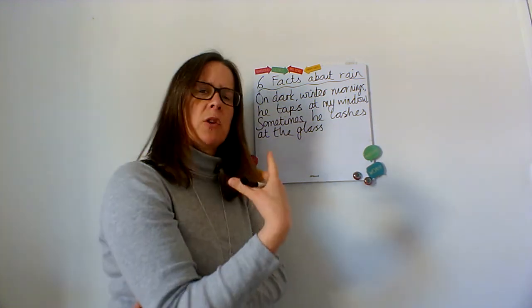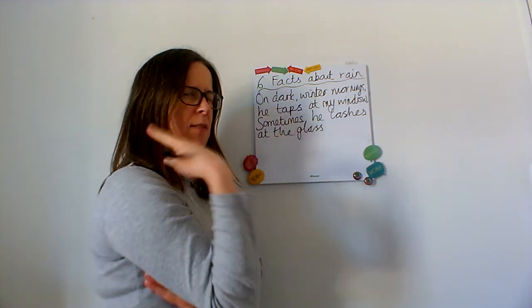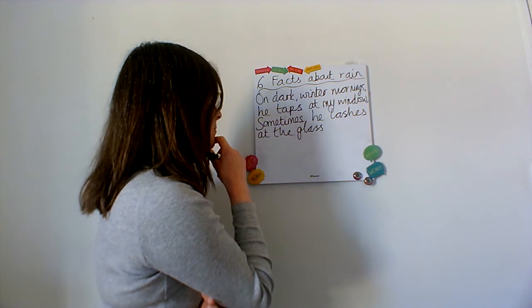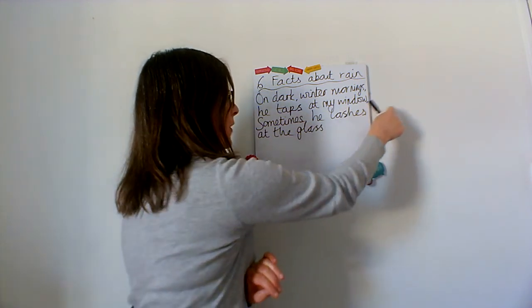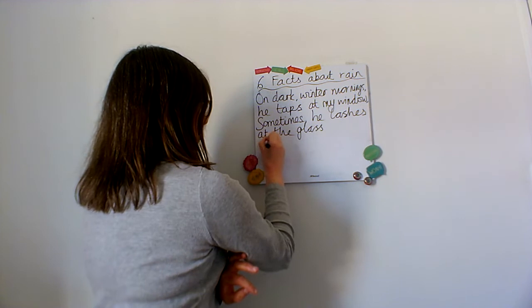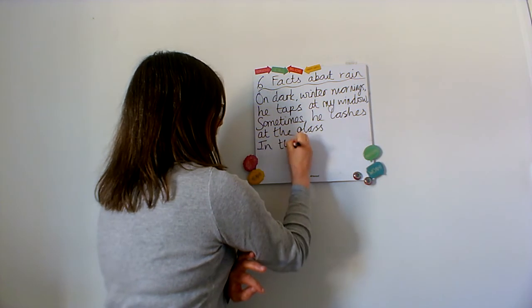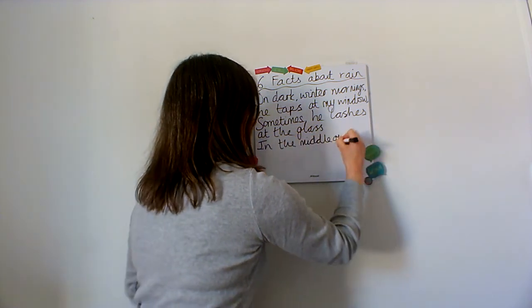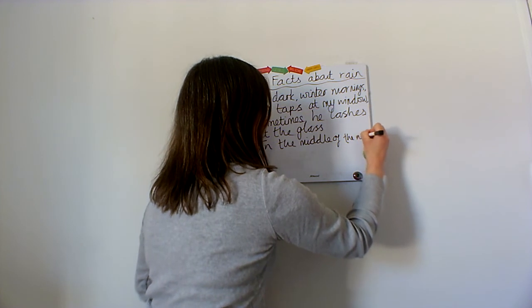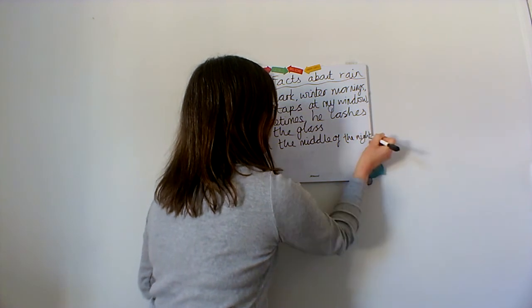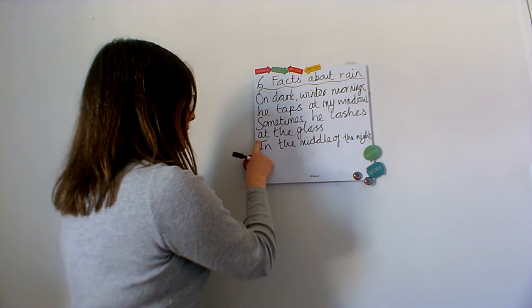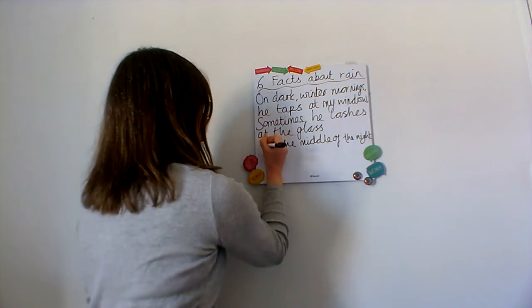This is what you've got to do when you're writing. You've got to keep rereading it and thinking about what sounds right. On dark winter mornings, he taps at my window. Sometimes he lashes, I'm going to put at the glass there, and then I'm going to put in the middle of the night. We're going to make that the end of the sentence with a full stop. So I don't have to use a capital here because it's the same sentence.